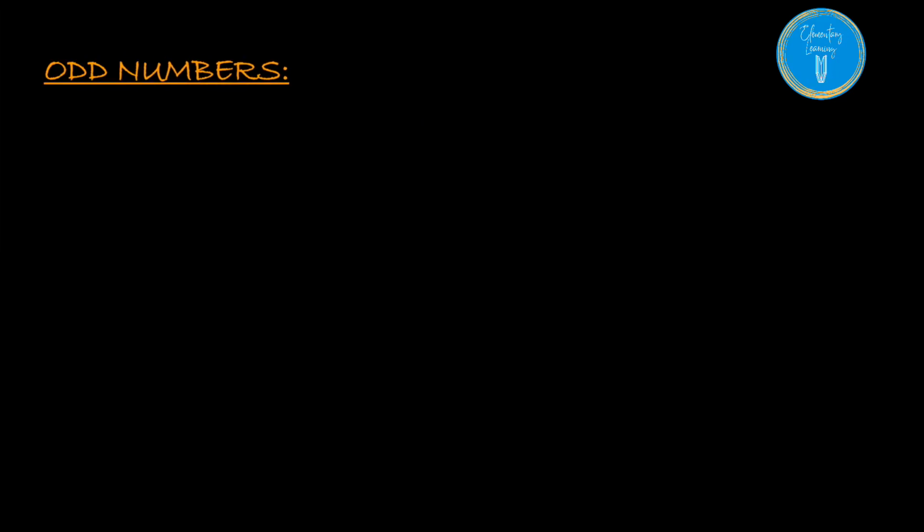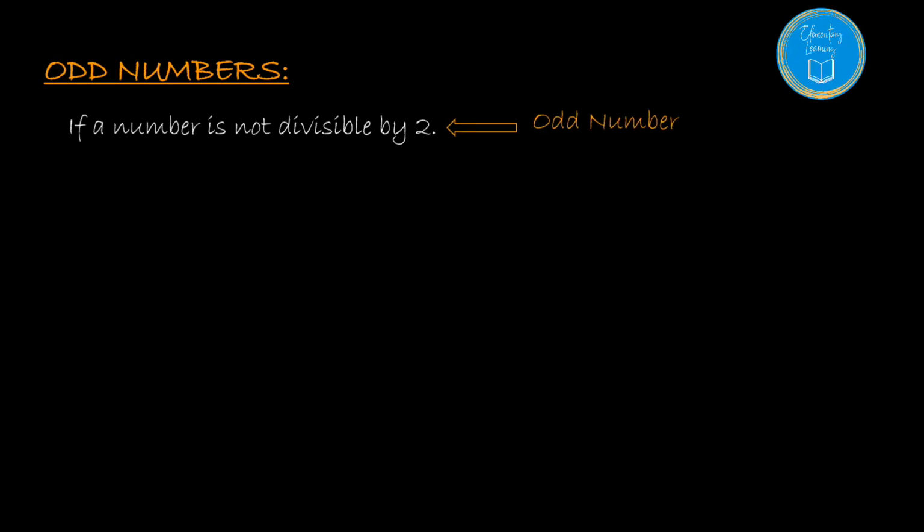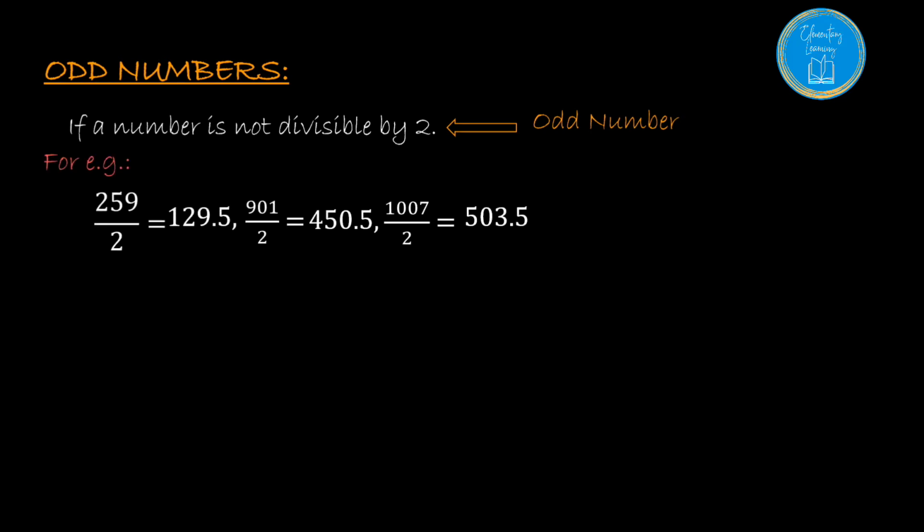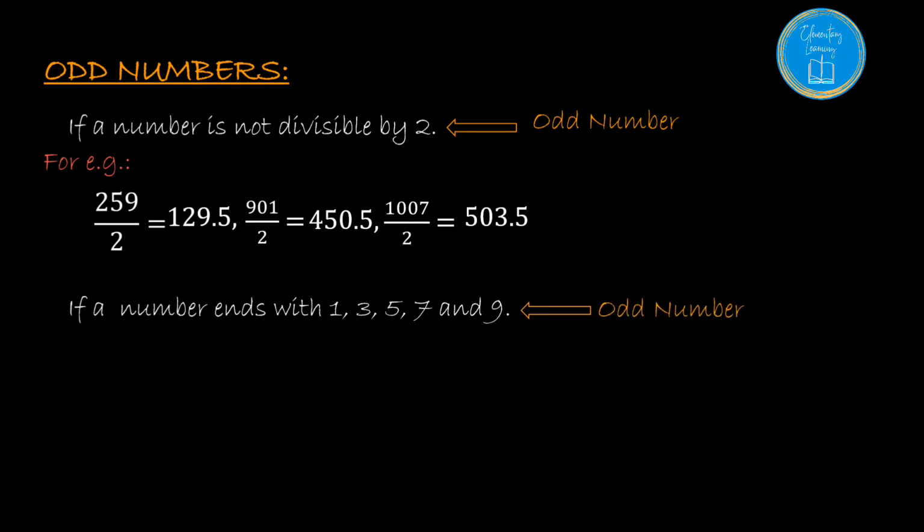Next is odd numbers. These are the opposites of even numbers. So, if a number is not divisible by 2, we will call it an odd number. We will take three numbers, 259, 901 and 1007. When these three numbers are divided by 2, we will get 129.5, 450.5 and 503.5 respectively. In other words, if a number ends with 1, 3, 5, 7 or 9, then it will be an odd number.